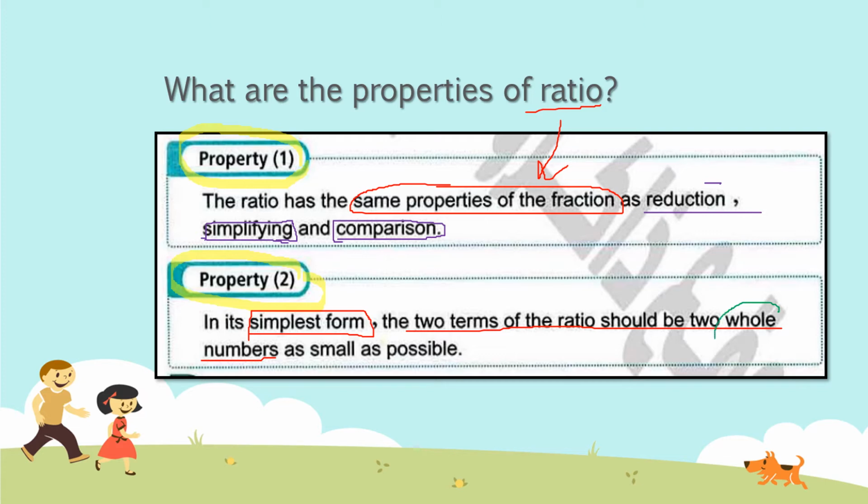They have to be two whole numbers as small as possible. So we have to make them as small as possible, and as small as possible here means simplifying. So property number 1 says that the ratio has the same properties of fraction as reduction, simplifying, and comparison. Property number 2 says in its simplest form, the two terms of the ratio, which are the antecedent and the consequent, should be two whole numbers as small as possible, which means in the simplest form.